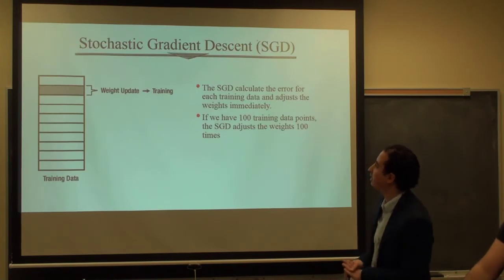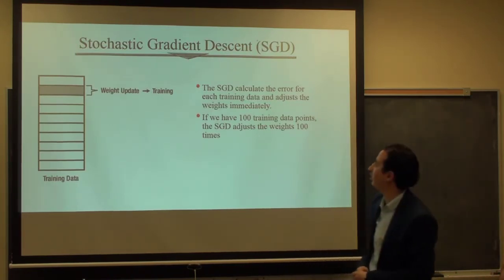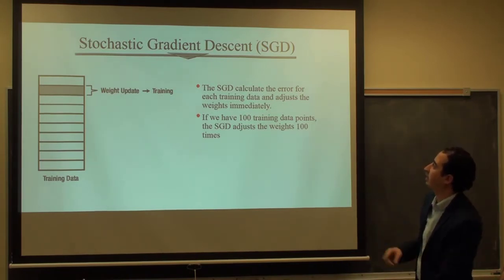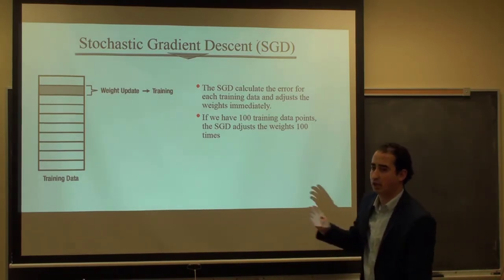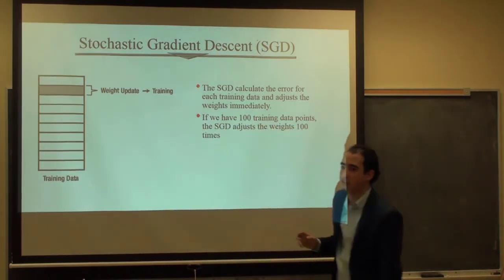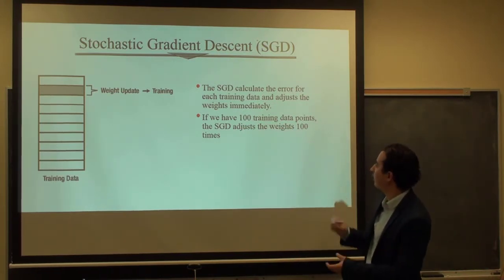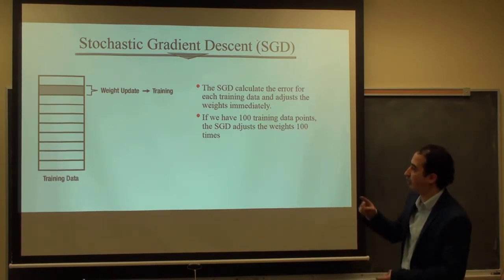So we're gonna look at the SGD. As we see over here, the SGD calculates the error for each training data and adjusts the weight immediately. If we see over here, we have different data. For example, we take 100, so we take just one from the 100, and we adjust the weight for each one.